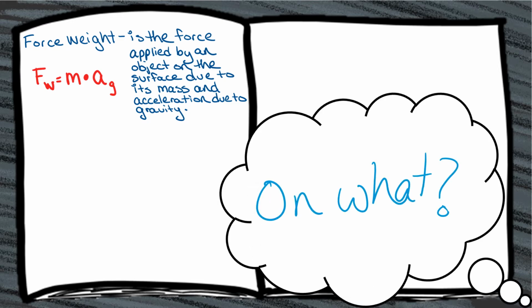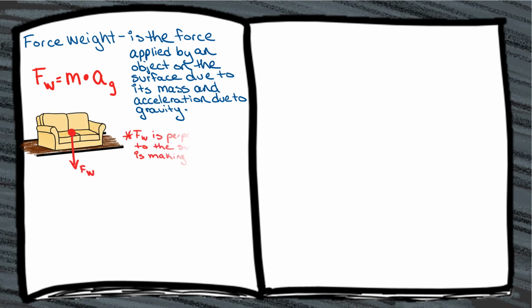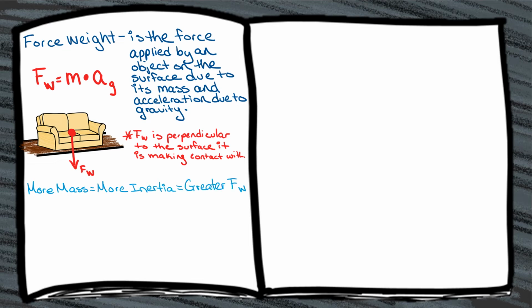Good question, Alex. An object's force weight is applied perpendicular to the surface it makes contact with. So in this case, it would be straight down on the floor. Now, when we get into inclined planes, you're going to notice that this is very important information that you need to account for. Yes, that's right, Alex. Force weight is often used to determine how much inertia a particular object has since we're comparing it with other forces acting on it.